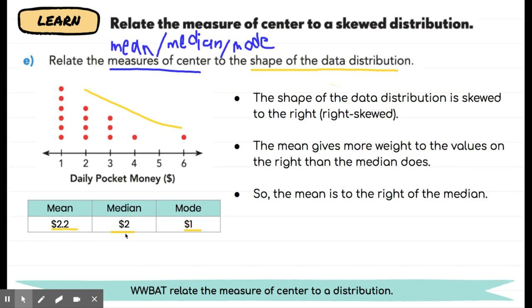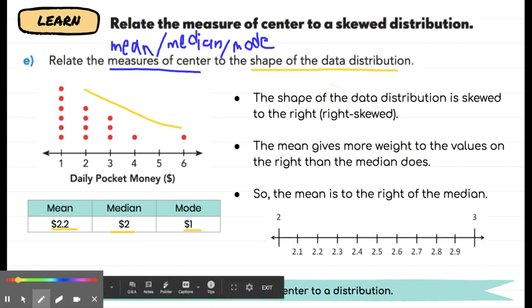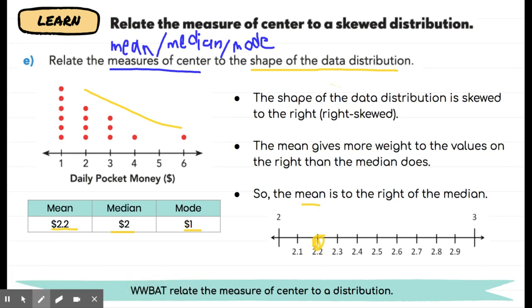What does it mean by that? Well, on the number line, you will see that 2.2, which is our mean, is to the right of the median, which is 2. That is because the data distribution is right skewed. So you can say that the mean is to the right of the median because the data is right skewed.